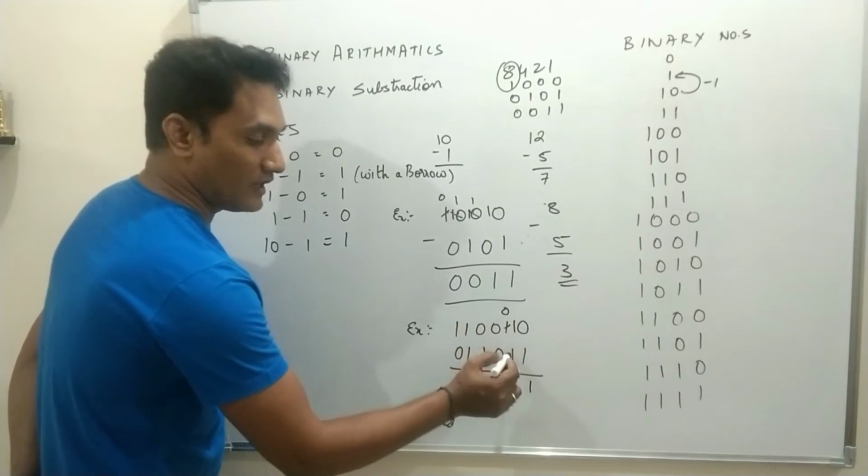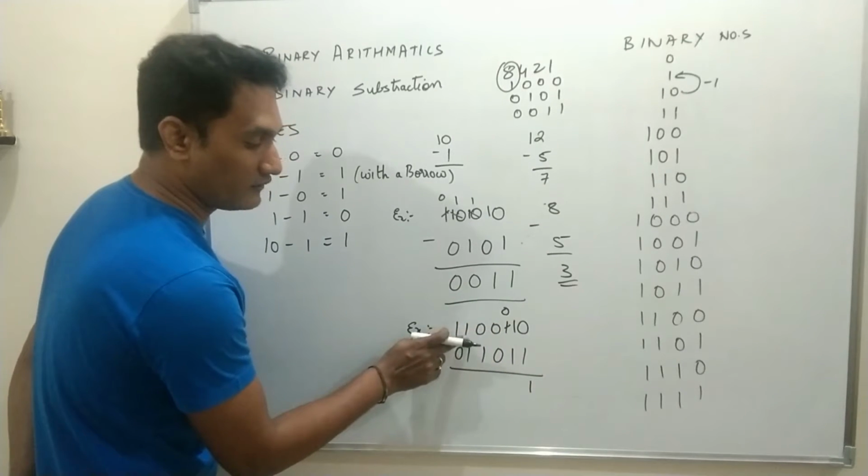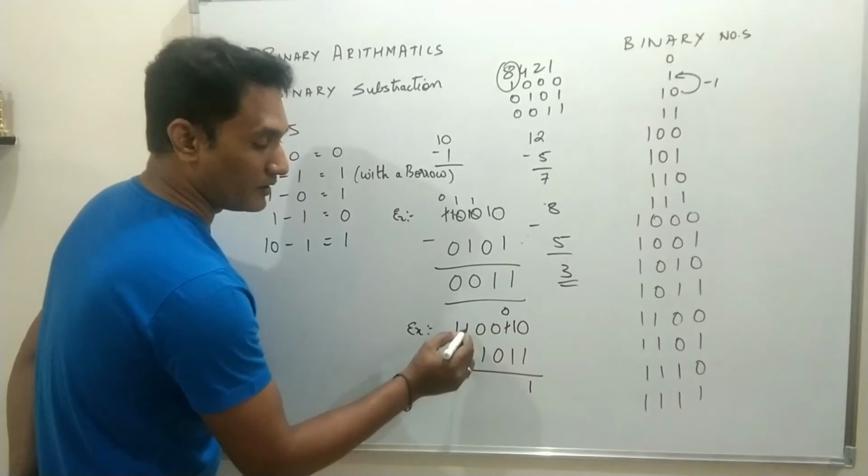In the next column again you have 0 minus 1. So subtraction is not possible. You have to generate a borrow, and the borrow is available at this place. So the borrow has to be generated from this place to that particular bit.